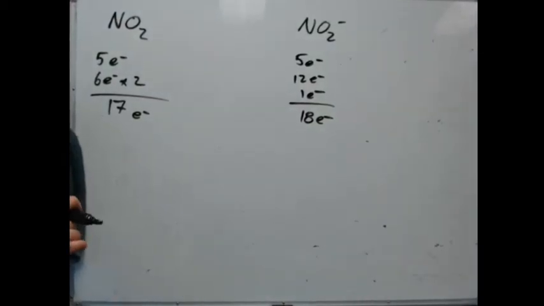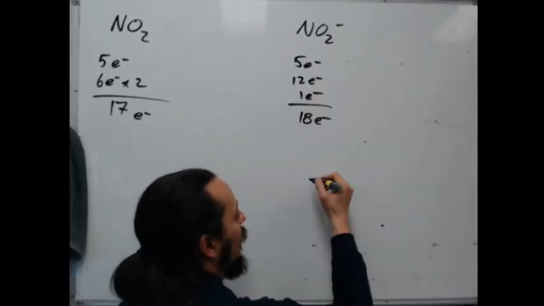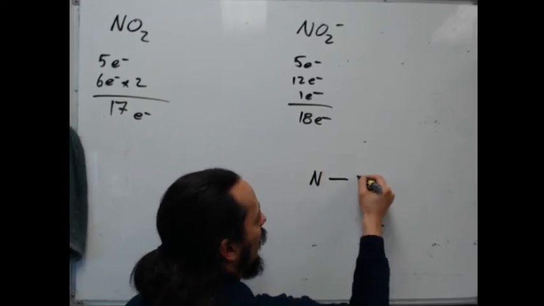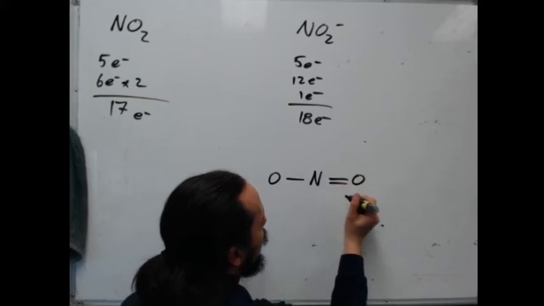Let's do the easier one first, and we'll talk about why NO2 is strange. So in nitrite, NO2 minus, I'm going to put my least electronegative atom in the center, propose my skeletal structure, and add a double bond to minimize formal charge.